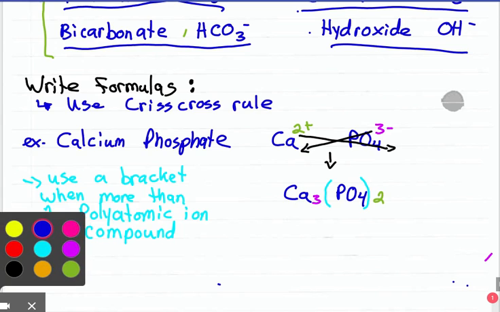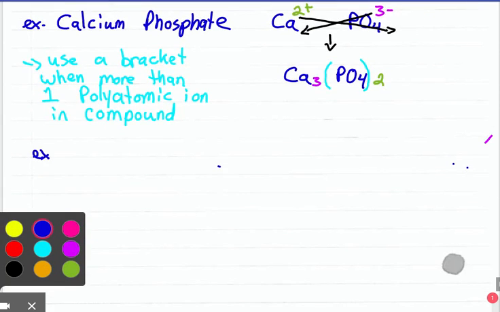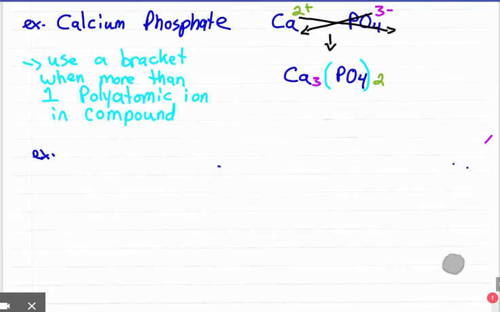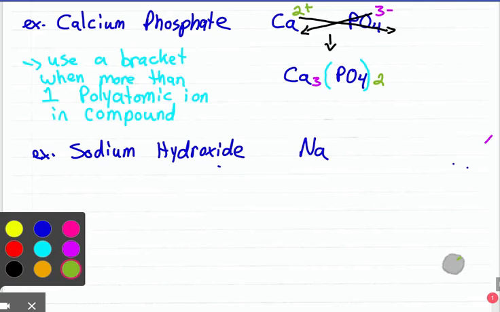So if we do another example, this time we'll do sodium hydroxide. So we're going to use our crisscross symbols and charges. Sodium has a charge of +1. And hydroxide on your list is OH and a -1. We cross them down like this, and we end up with NaOH.